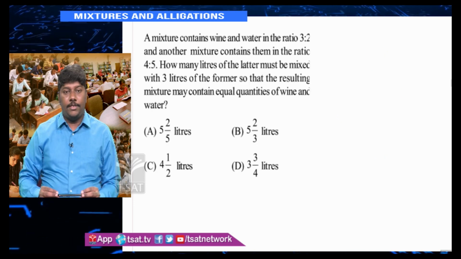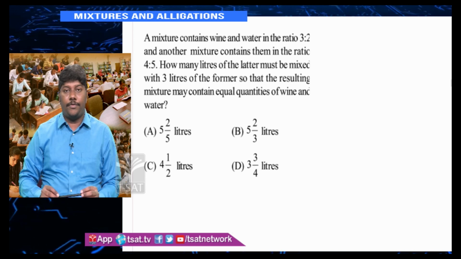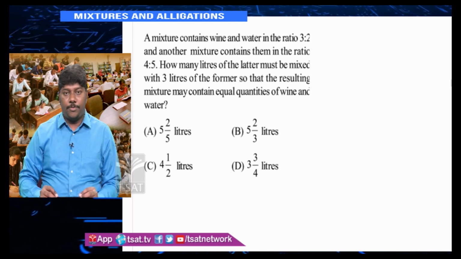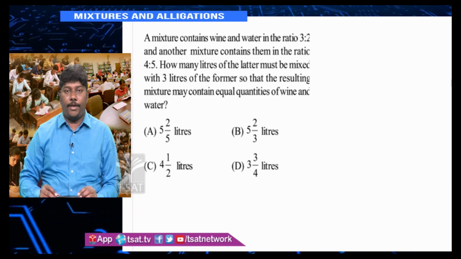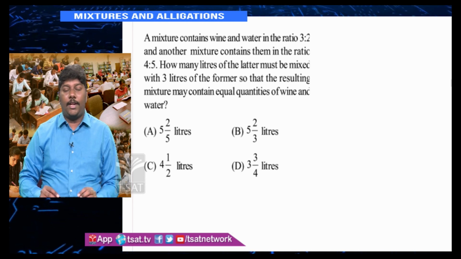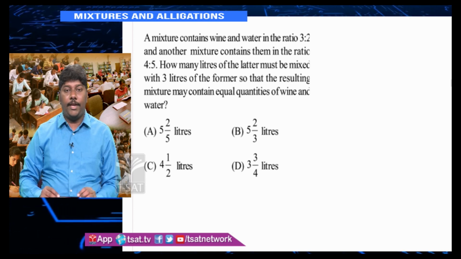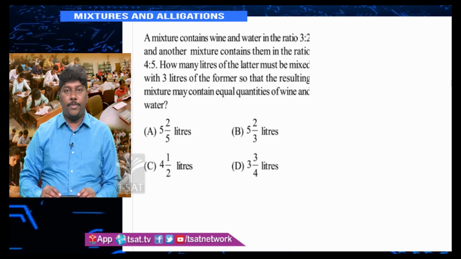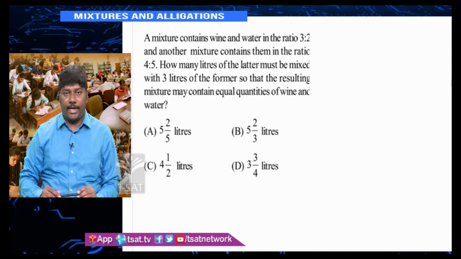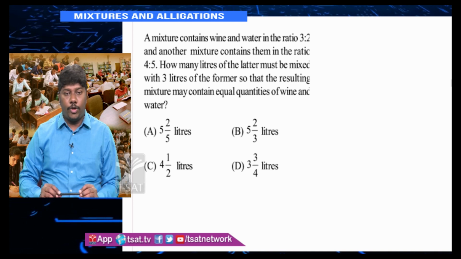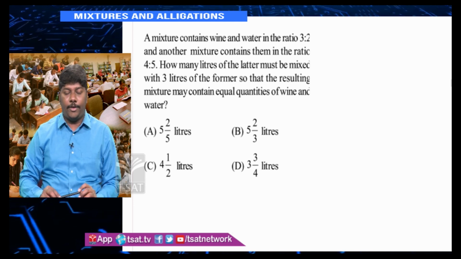A mixture contains wine and water in the ratio 3:2. Another mixture contains them in the ratio 4:5. So the first mixture contains wine and water as given. The second mixture also contains wine and water, given as 4:5. He is asking how many liters of the latter, latter means the second mixture, must be mixed with 3 liters of the former, which means the first. 3 liters of the first one mixed with how many liters of the second one. He is asking you what is N2, so that the resulting mixture may contain equal quantity of wine and water.